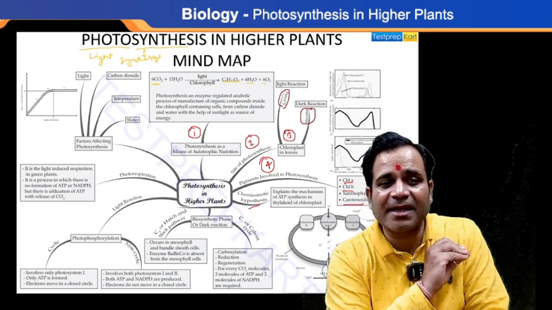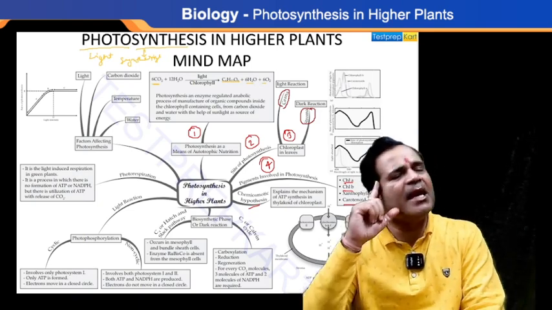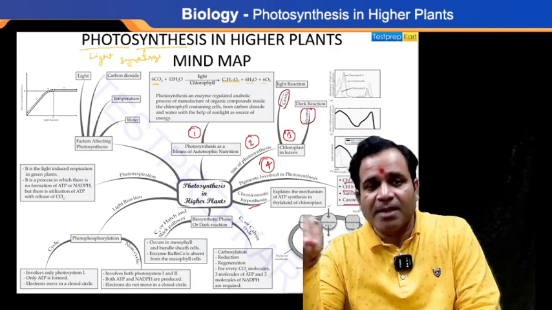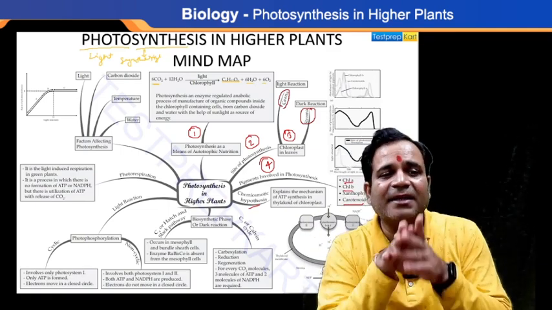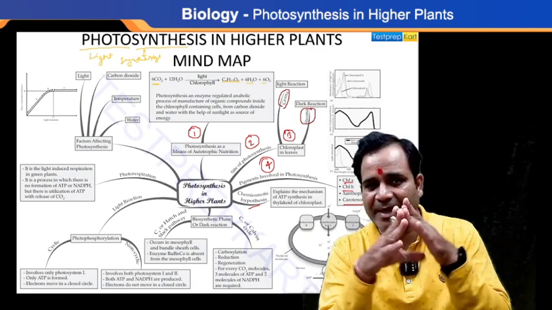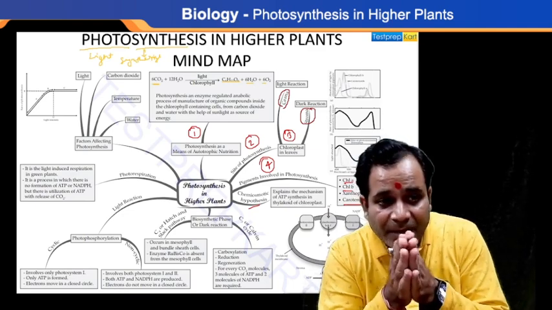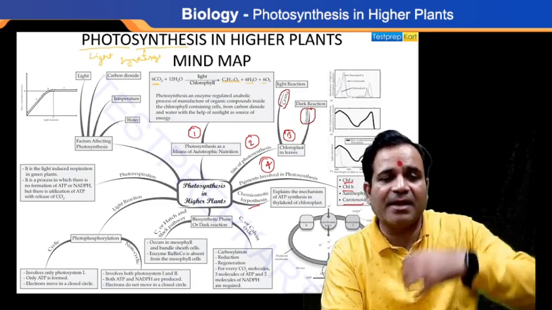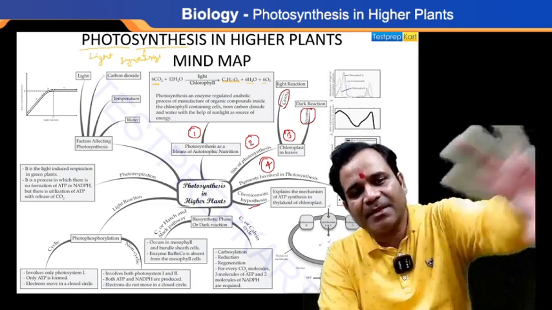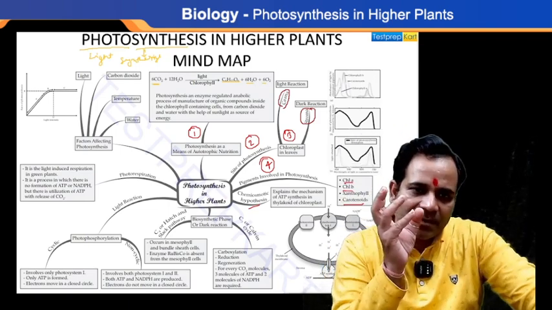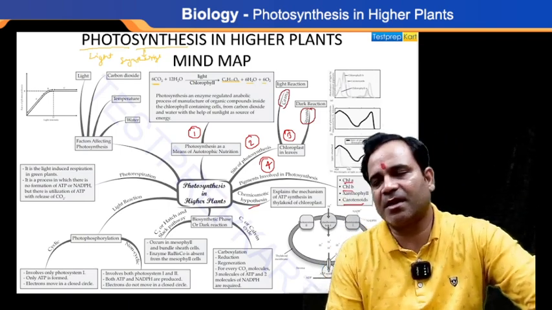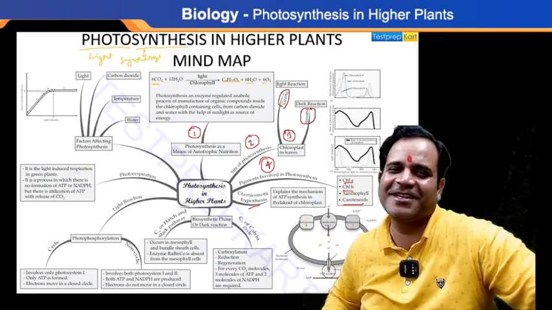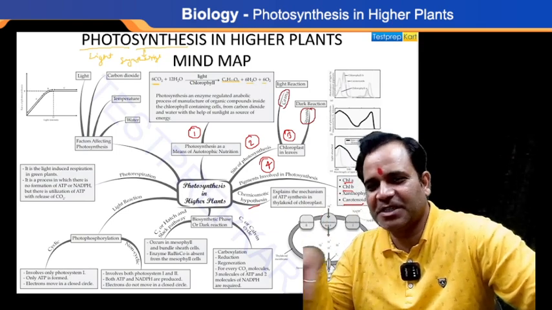If ATP were formed, the energy would be stored there, yes or no? This is why I'm saying there is no formation of ATP or NADPH, but there is utilization of ATP with the release of carbon dioxide. Whenever ATP is utilized, carbon dioxide is released, and again this carbon dioxide is utilized by the green plants for photosynthesis. This is a cycle, my dear. It goes on continuously.